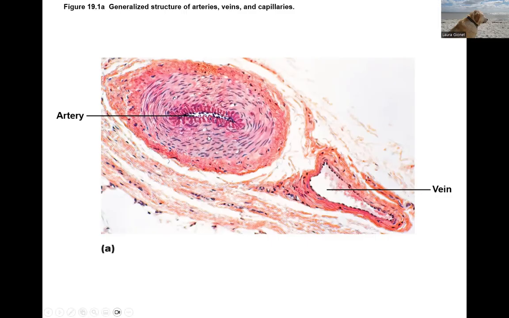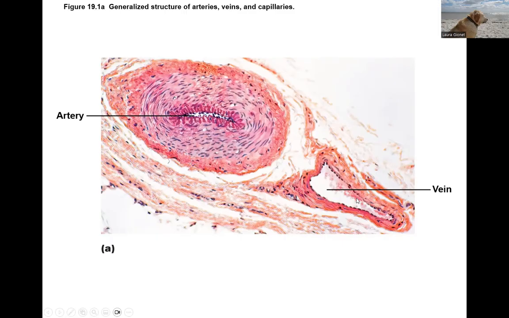Everything reminds me of food. And you can see there's respective layers. The most internal layer kind of looks like these convolutions here. Or if you remember ribbon candy that you used to have years ago in the 50s and 60s, it was loopity-doopity like that, a ribbon. So that would be your tunica interna. The smooth muscle here is your tunica media, and the outer connective tissue layer is your tunica externa.